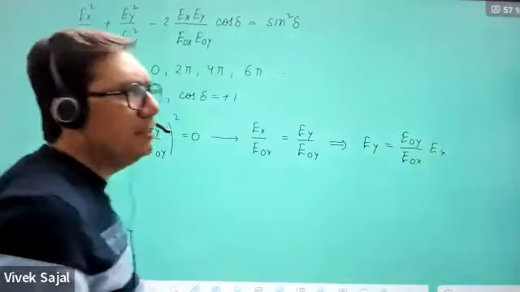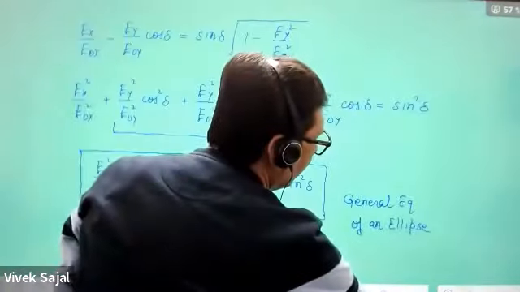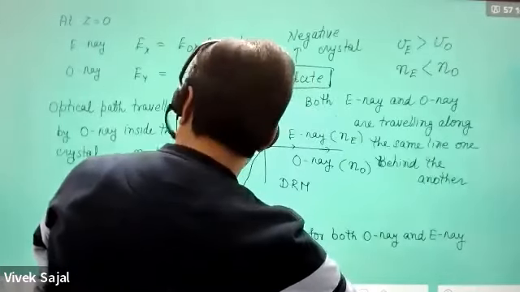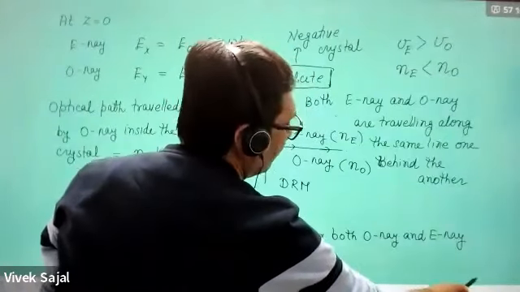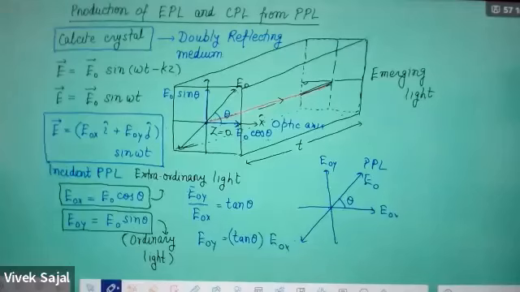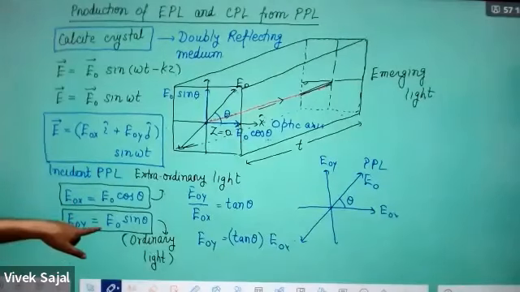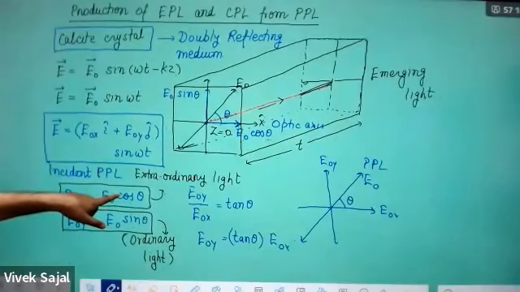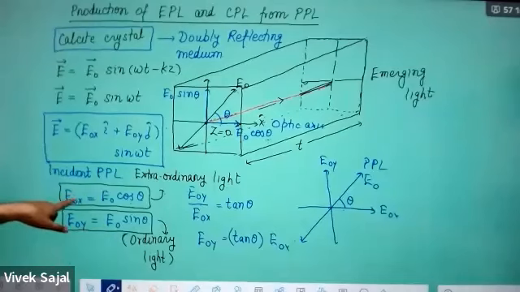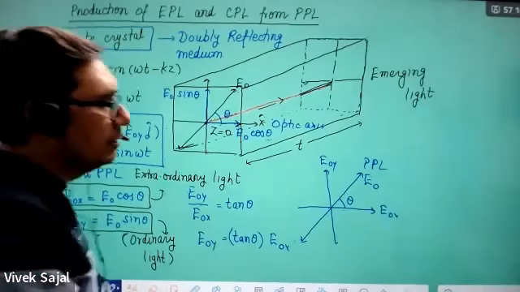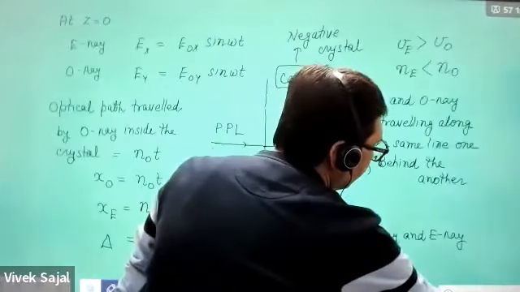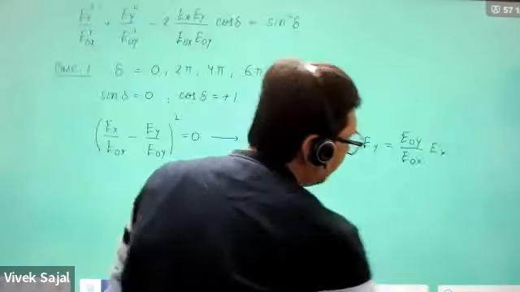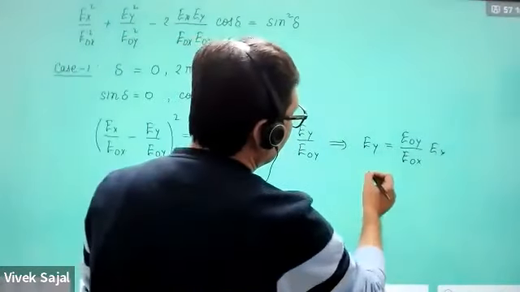What is E naught y by E naught x? You have already defined it. What is E naught x, E naught y? Where I have defined here. This is E naught x equals E sin omega t, this is E naught y. So this will be tan theta. E naught y by E naught x, E naught will cancel out, sin theta upon cos theta. That will be tan theta.